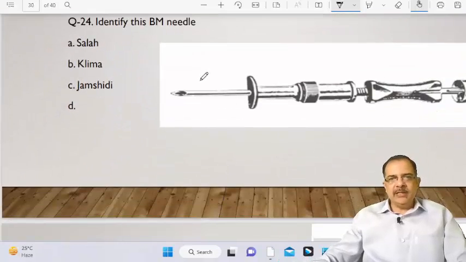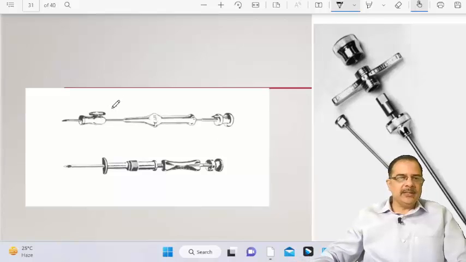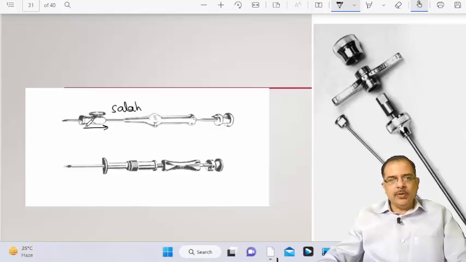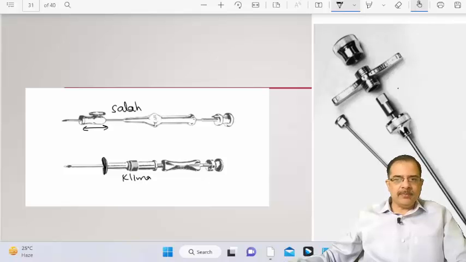This bone marrow needle has a guard here, which is non-adjustable. This is typical of a Klima needle, while the other needle is a Salah needle. In this one there is an adjustable knob, which is especially for sternal bone marrow aspiration. This is a Klima needle, non-adjustable, but with a guard here. And this is the Jamshidi needle, which is used for both aspiration as well as biopsy.